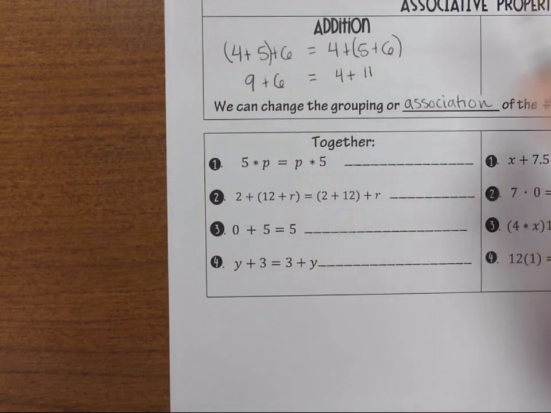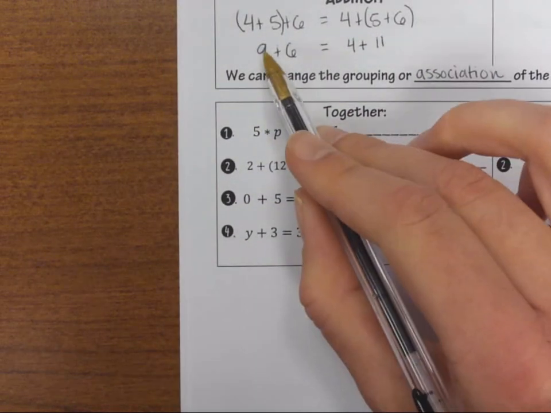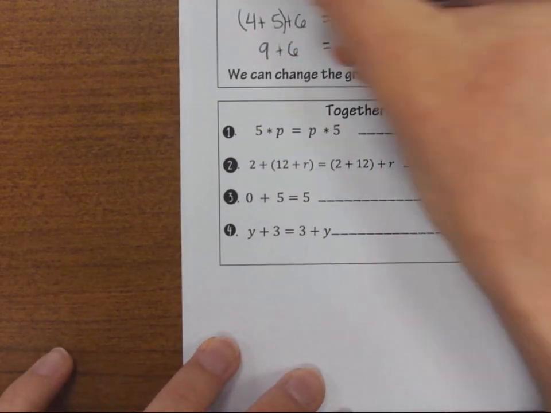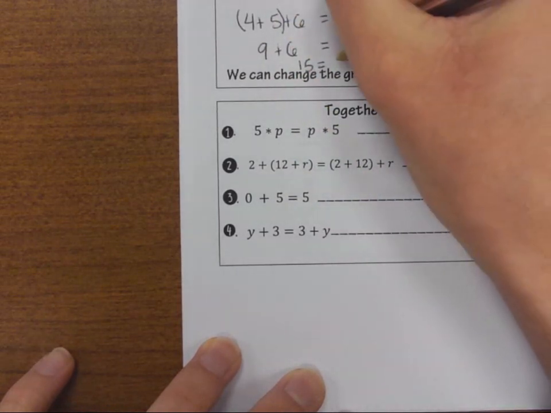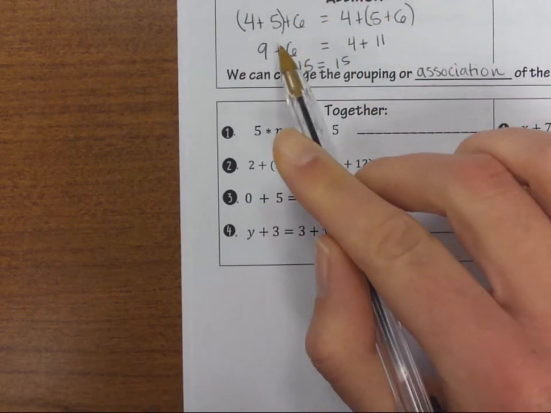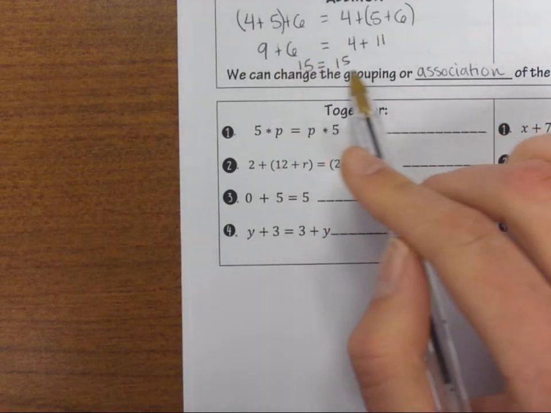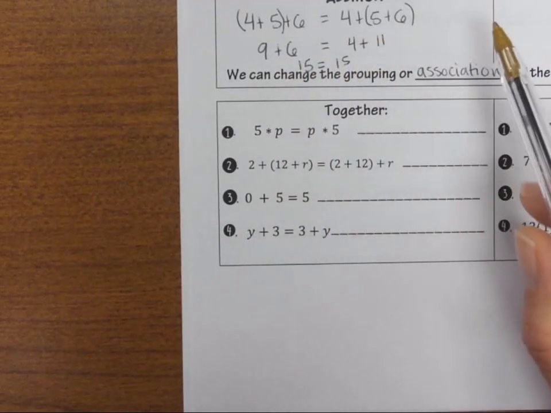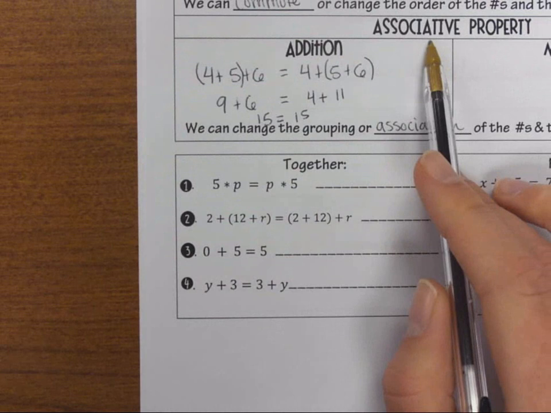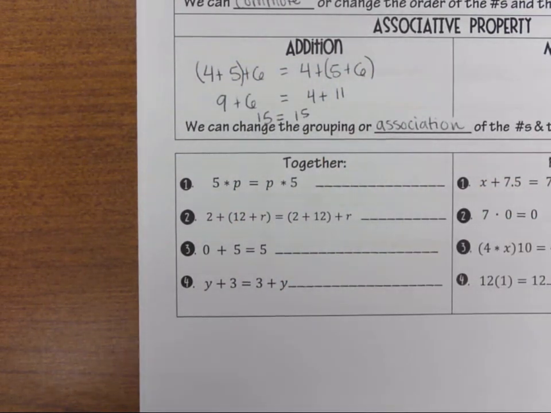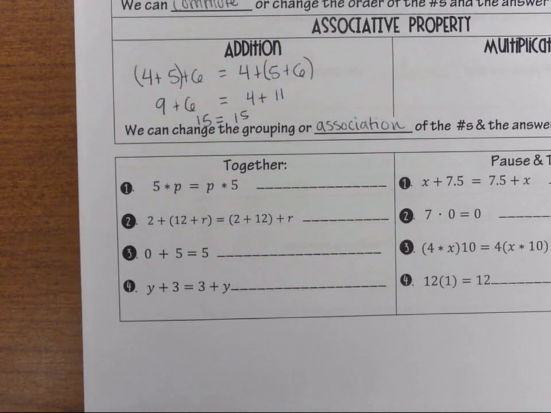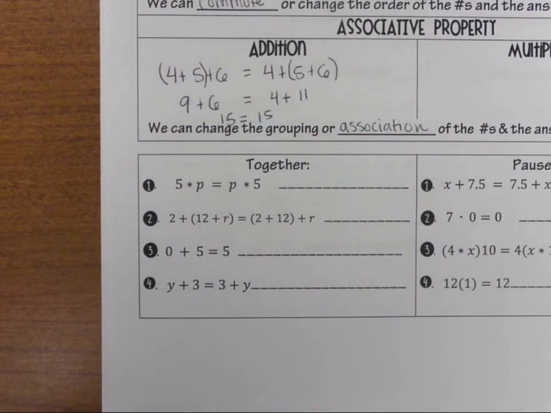Okay, do these look the same now? No, they don't, but let's see if the answers are the same. 9 plus 6 is 15. I'm going to squish that in here underneath. 4 plus 11 is also 15. So even though these parts ended up different, my answers are going to be the same because addition is associative, meaning my groupings can change, my orders can change, and it still is going to give me the same answer. Again, that's not going to work for all operations, but it does work for addition.